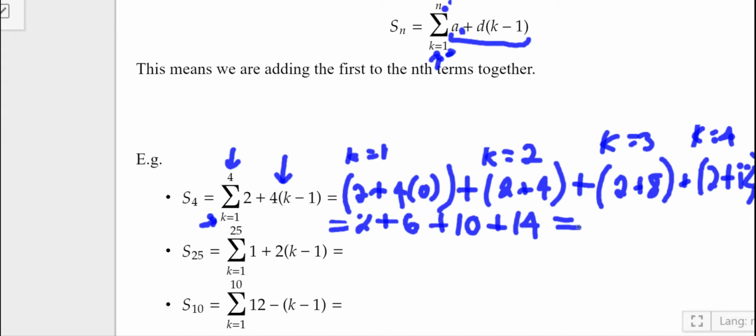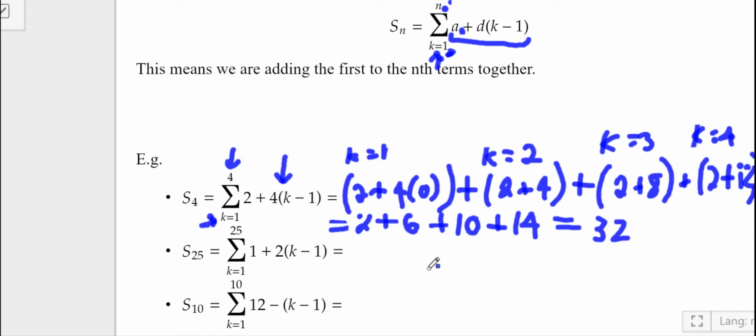Which is what? 8 plus 10 is 18. 18 plus 14 is going to be 32. So that's our sum here. I hope that makes sense. I don't think I'm going to make any other example.